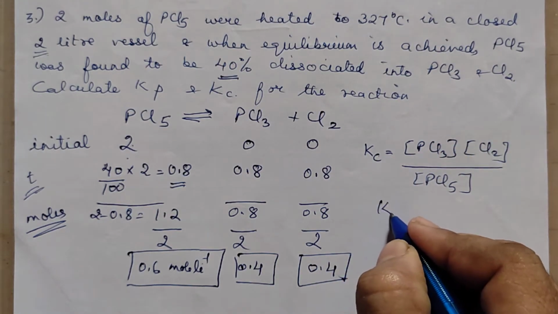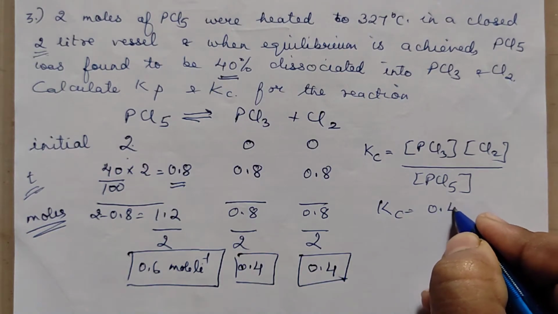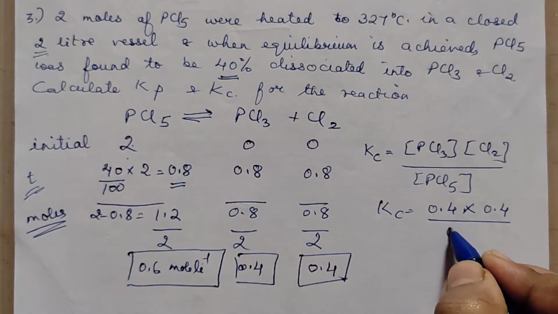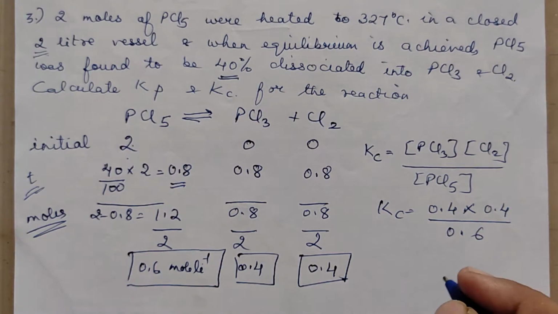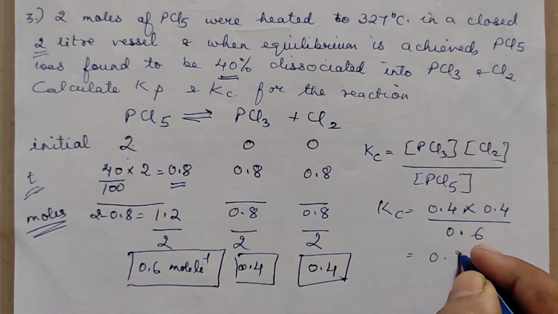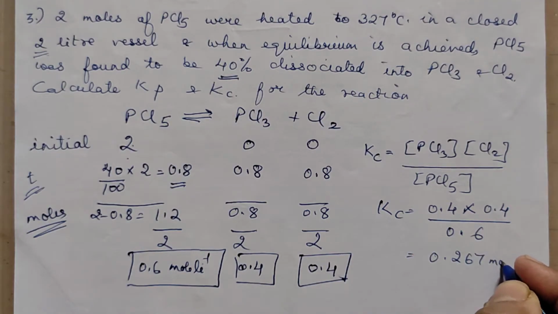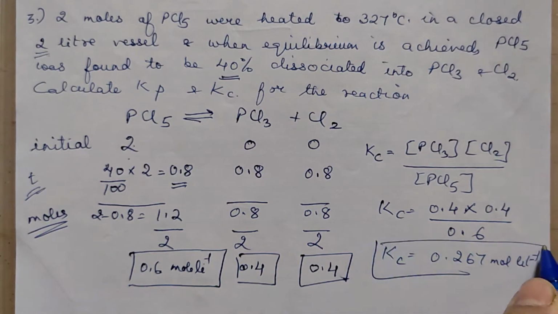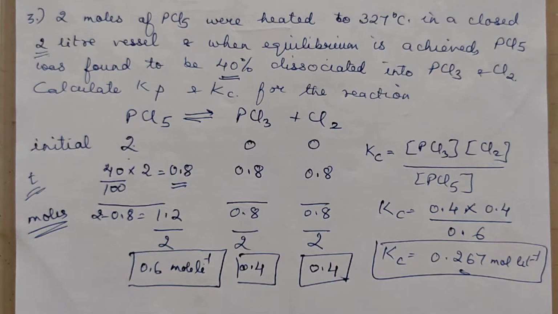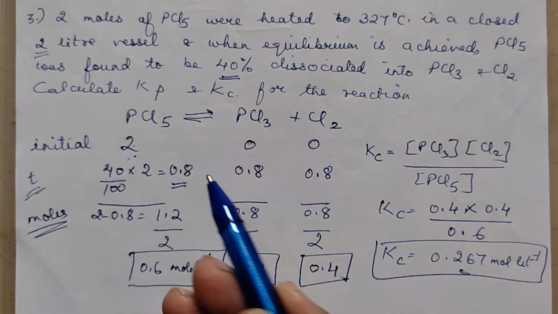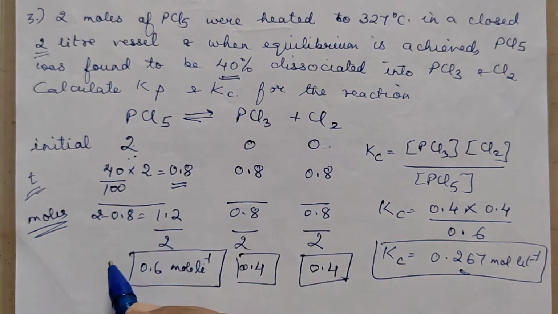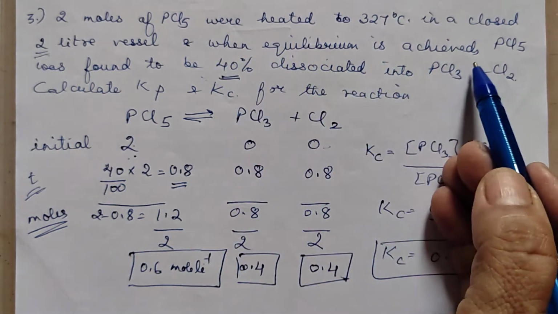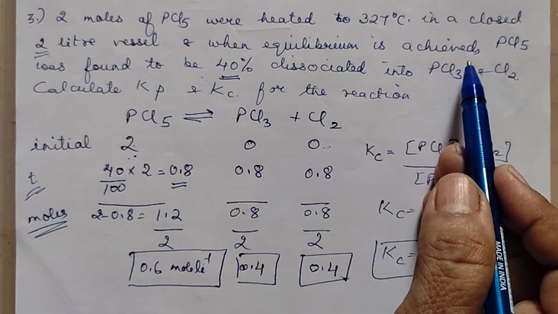So what is Kc now, children? Kc is equal to 0.4 multiplied by 0.4 divided by 0.6. When you solve this, you get 0.267 mole per liter. This is our Kc. Just check whether you have followed. This is initial concentration. When the reaction has not started, the products will be 0. After some time, they are saying 40% when equilibrium is achieved. That time they are talking about.